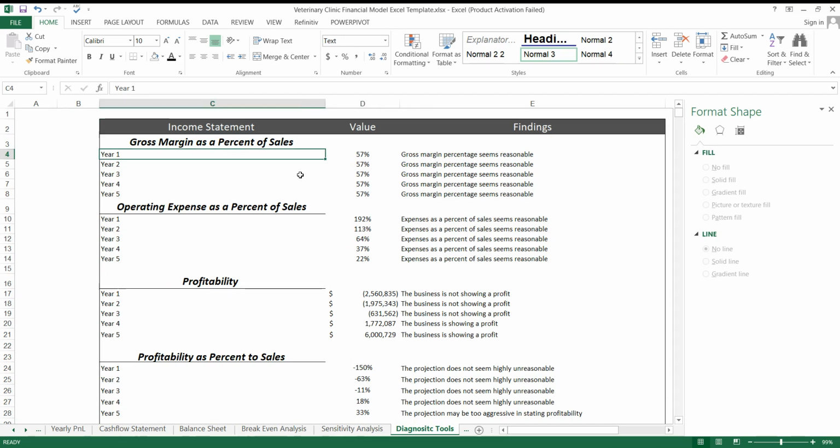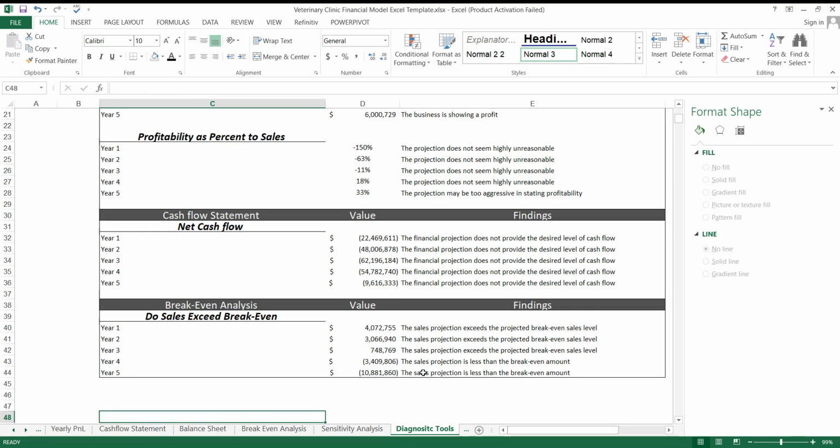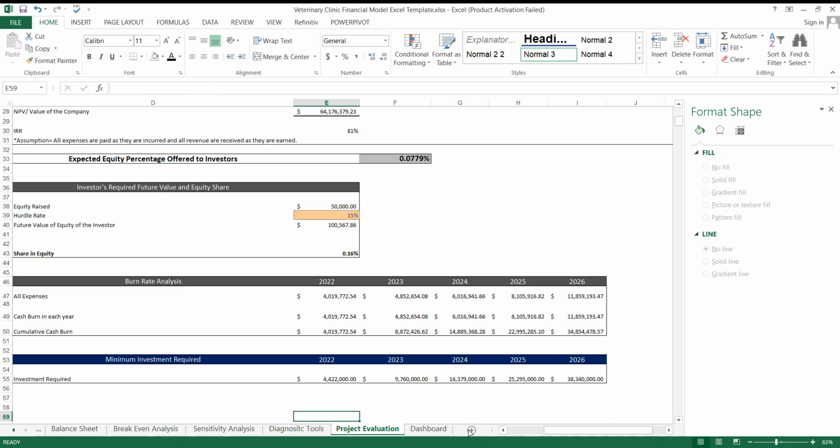financial ratios for all the 5 years, such as the gross profit margin, operating expenses, profitability, and all these ratios.